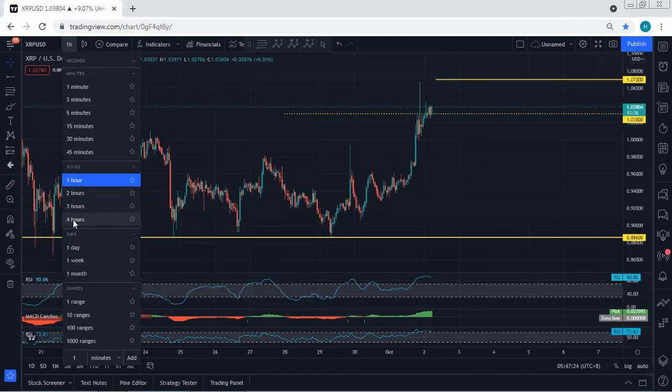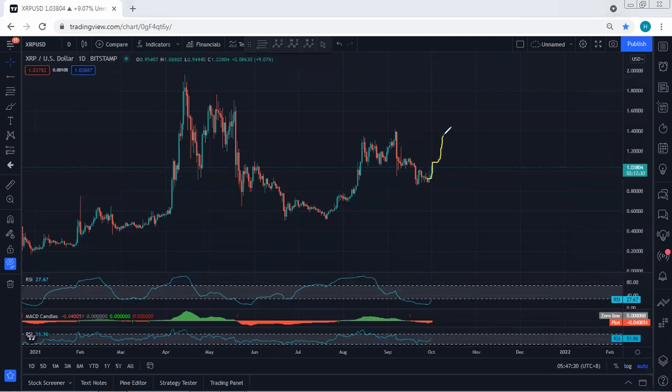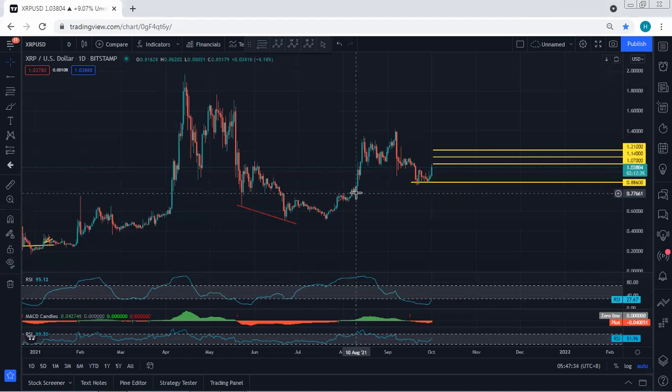Anyway, we move to the daily chart, and from what we can see here, we're looking for continuation. But the most important level right now we need to look for is the breakout of 1.14. We need to see the confirmation for the breakout of the previous top. I'm referring to the highest price of this correction, which is 1.14.